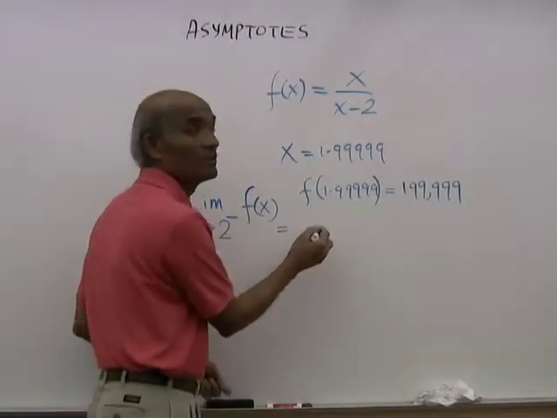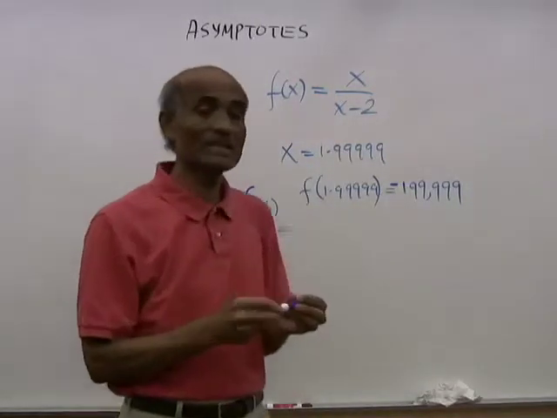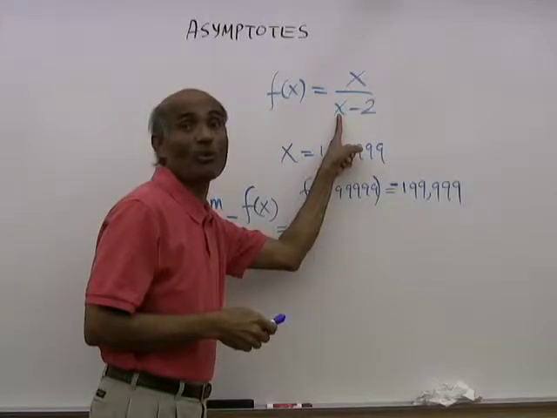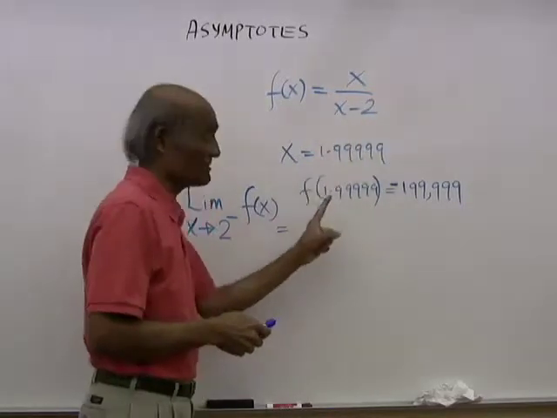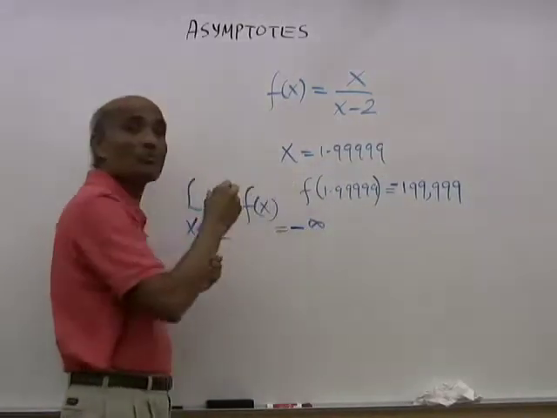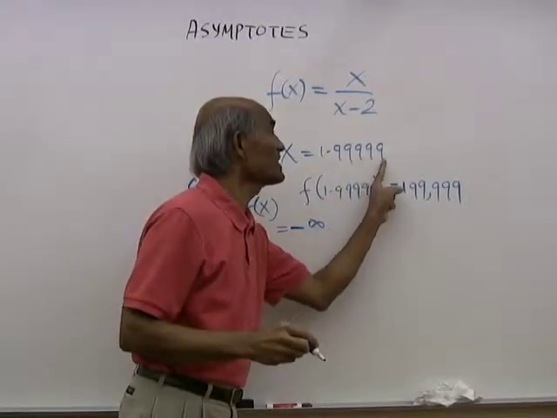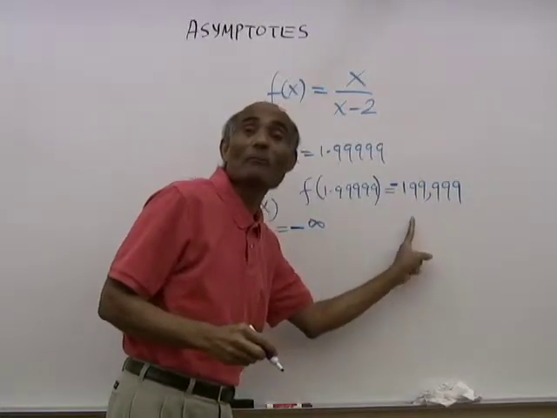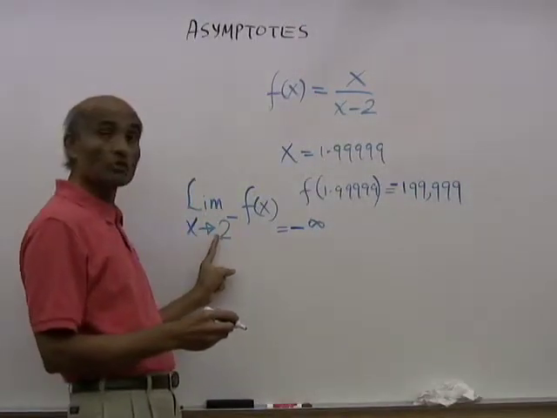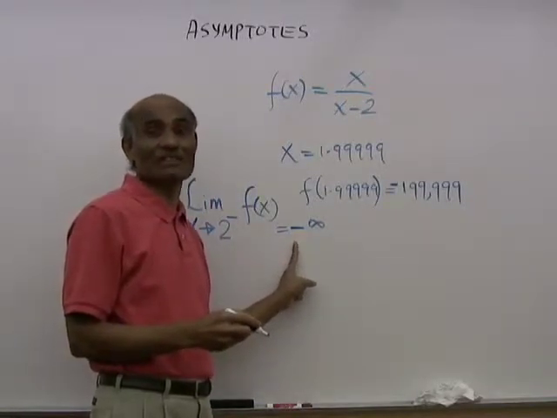It's going to, well, this is negative, isn't it? Didn't the calculator give you a negative value? Yes, because the denominator is 1.9999 minus 2. That's negative. So this will be a negative value. What happens is the function is actually going towards negative infinity. If you now replace it with 1.9999999, you will get a much bigger negative quantity. So as x gets closer and closer to 2 from the left, the function value goes to negative infinity.